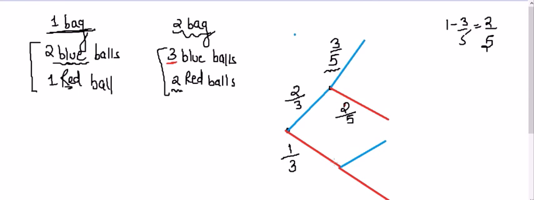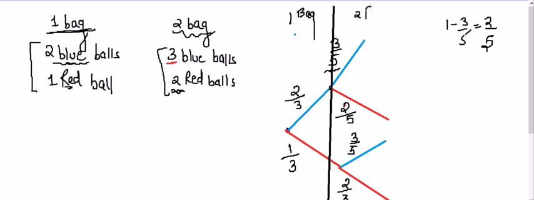Now if I'm selecting a red ball, it is 2 out of 5, and for a blue ball it's 3 out of 5. So this is how you have to draw a probability diagram, and you can also divide it in this manner, to separate out that this is for the first bag and this is for the second bag. Clearly these two are independent events.